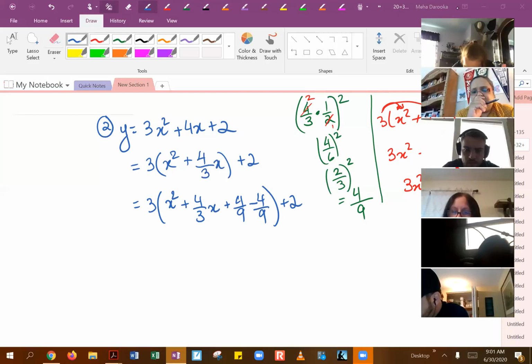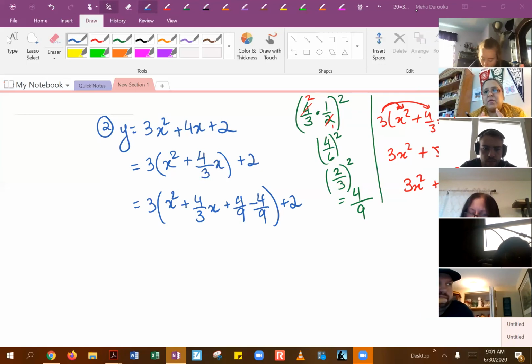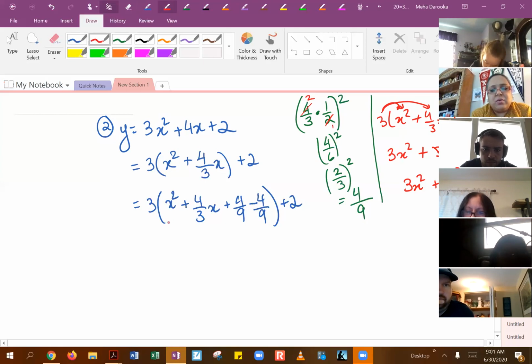Is everybody okay so far? So you saw how we brought out the 3. Since the 3 does not go evenly into 4, we ended up making it a fraction of 4/3. And then once we completed our square, we had to multiply our 4/3 by 1/2, reduce that fraction, which reduced down to 2/3, and then you square it, which gave us the 4/9. And then to maintain the balance of our equation, we add the 4/9 and subtract the 4/9. And then like you saw in the previous example, we only need to keep the first 3 terms inside our parentheses.